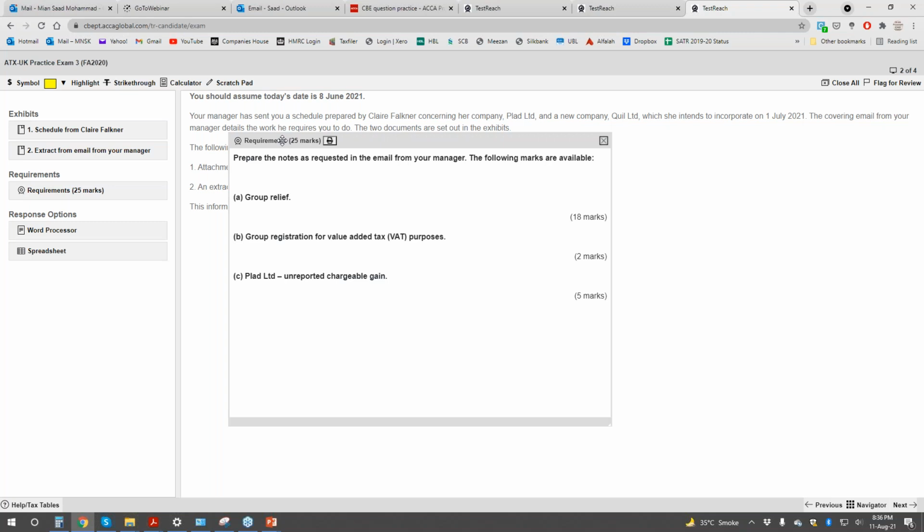So do remember that there is a difference, that in section A, the requirement or the question is usually split into three parts. One will be the scenario, second will be the email or extract from the email, and third will be the requirement. In the requirement, you'll merely find the marking scheme. In the extract from the email, you will then find the detailed requirements.